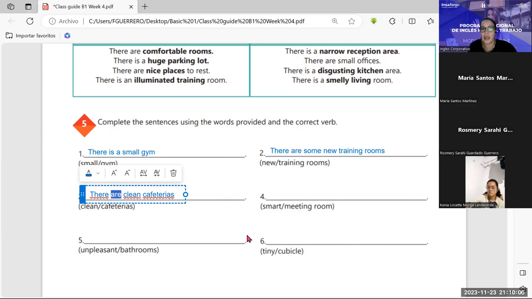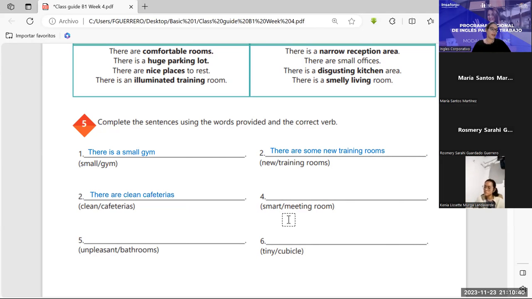Aquí la oración dice, hay cafeterías limpias. Pero en español decimos cafeterías limpias, y en inglés no. En inglés solo se pluraliza lo que es el noun, el nombre. En este caso, las cafeterías. Ok. Any other question? Ok, vamos al número cuatro. Volunteer for number four.